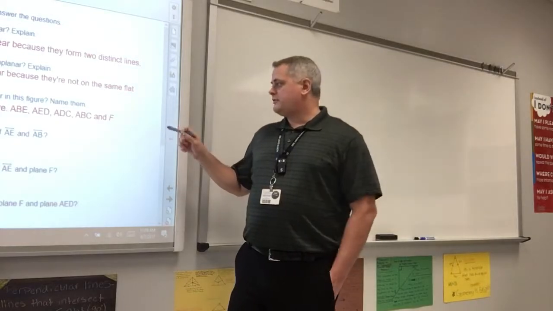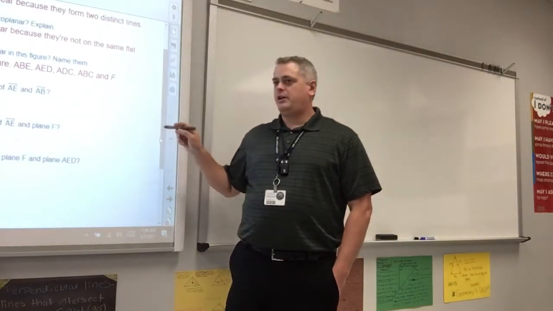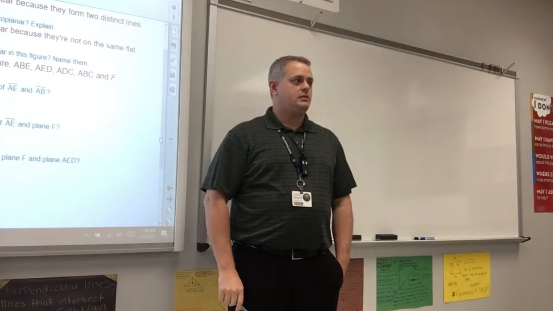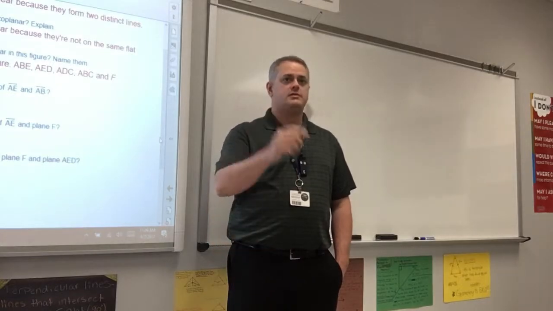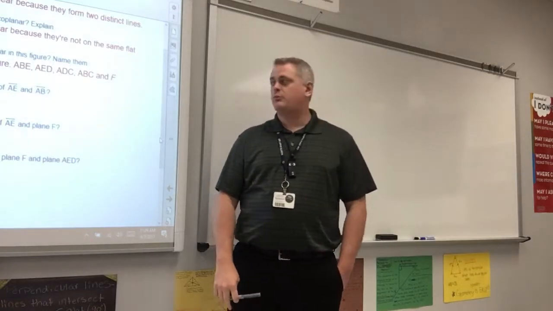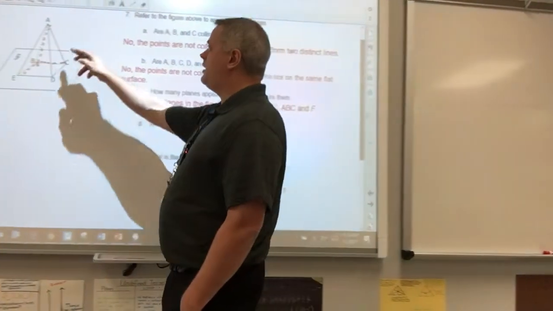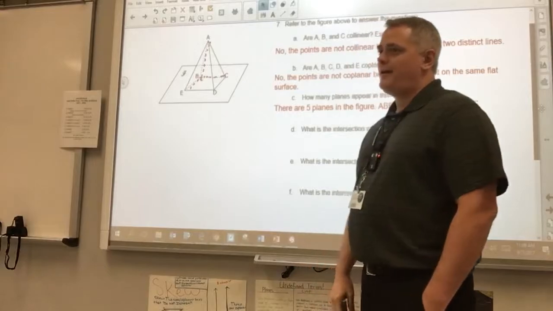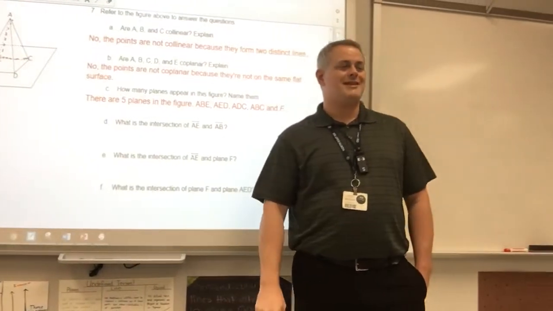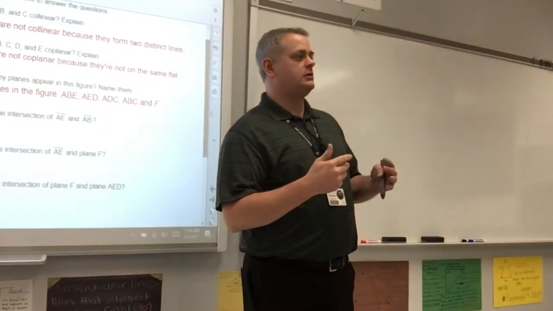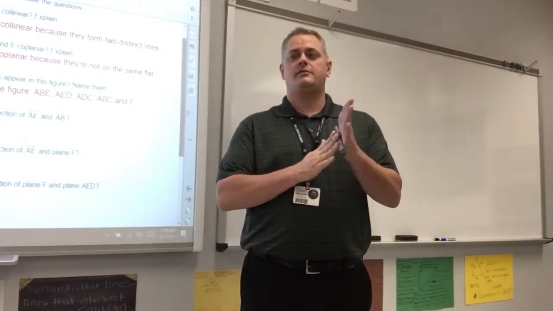What is the intersection of line AE and line AB? Let's see. Sam again. Point A. And you can just look at those two lines and see that they're going to touch each other right there. How could I tell that point A is the point of intersection without having to look at the figure?